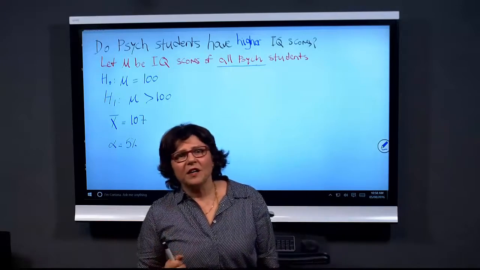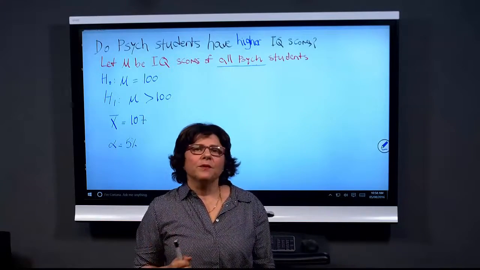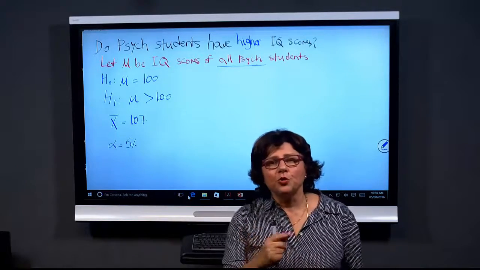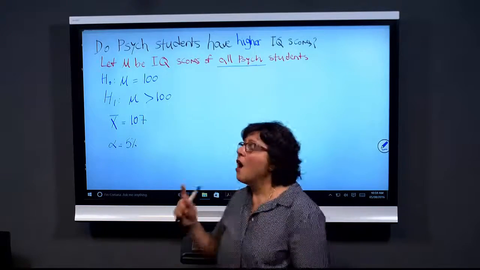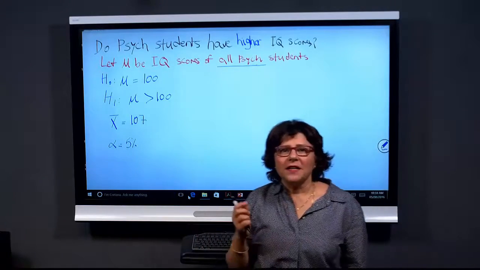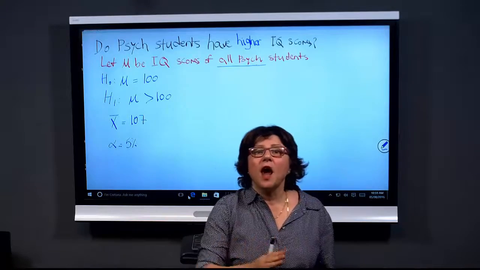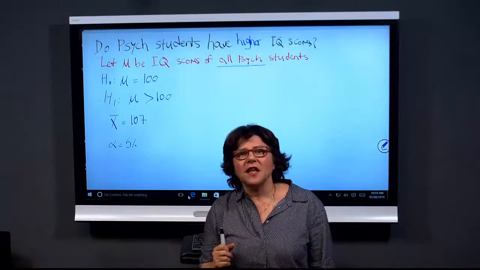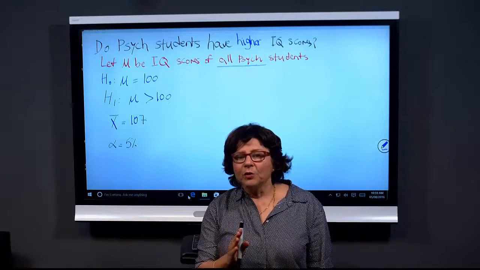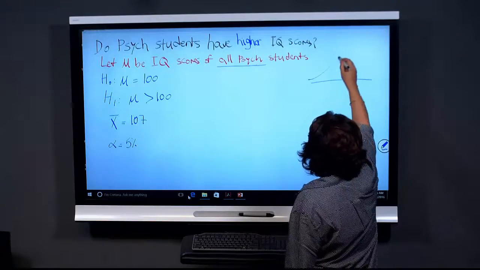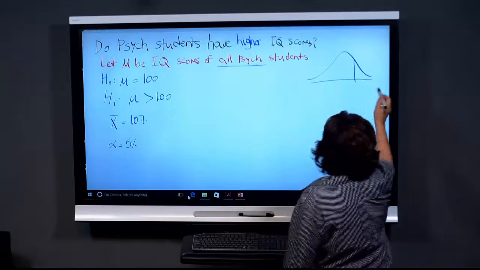So now we are continuing our example. We said that the research question was, do psych students have higher IQ scores? Now, "higher" gives us a hint. Because we say higher, it's a one-tail test. It's a directional test, and we are looking at the right tail. We are looking at this area.